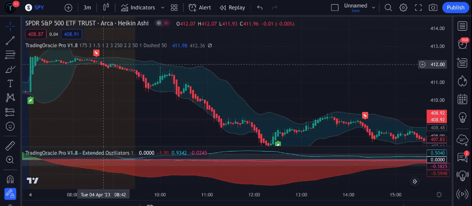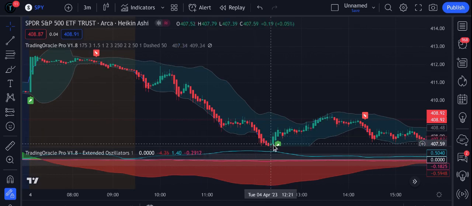Right here, at the top of this candle, we're at 412.16, and it went down to about 407 within a matter of three hours. So a lot of money was able to be made there.